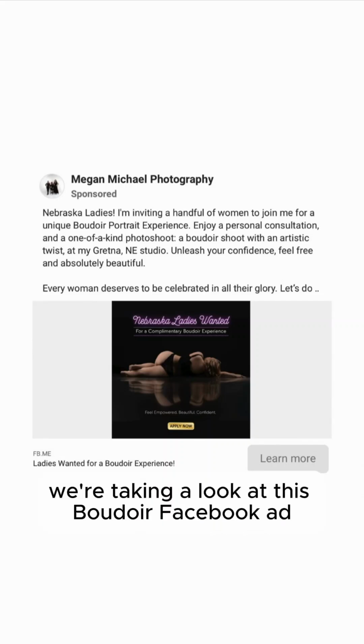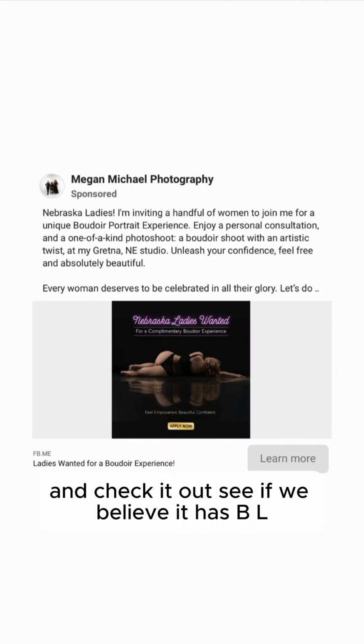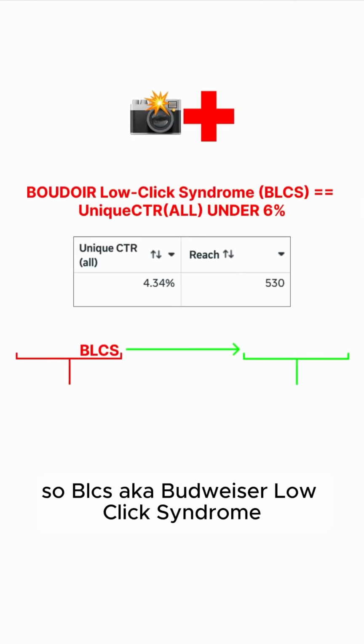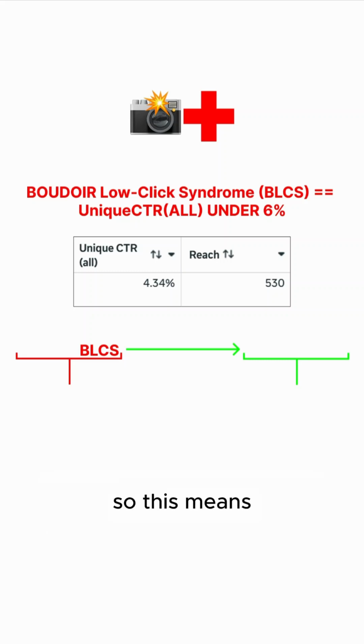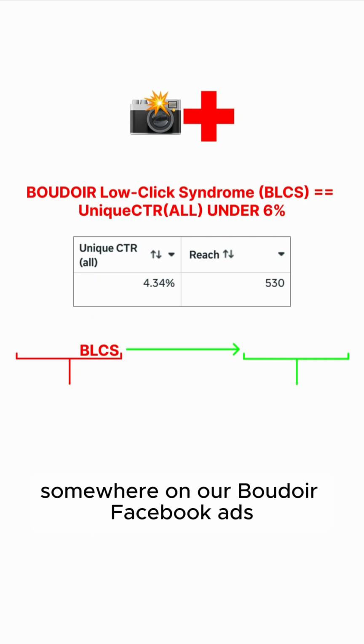All right, y'all, we're taking a look at this boudoir Facebook ad. Gonna check it out, see if we believe it has BLCS, aka boudoir low click syndrome. So BLCS, aka boudoir low click syndrome, is when the unique CTR on all of our boudoir Facebook ads is under 6%. So this means fewer than 6 out of 100 women are clicking somewhere on our boudoir Facebook ads.